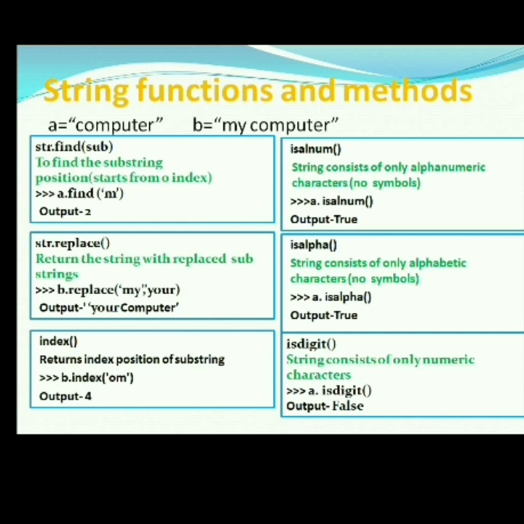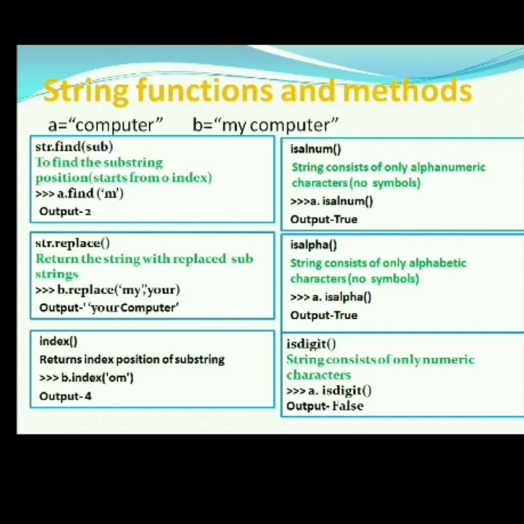Index method will return the index position of the substring. Here b.index(om) will return 4. In this case, if the substring is not found, then we will get a value error.